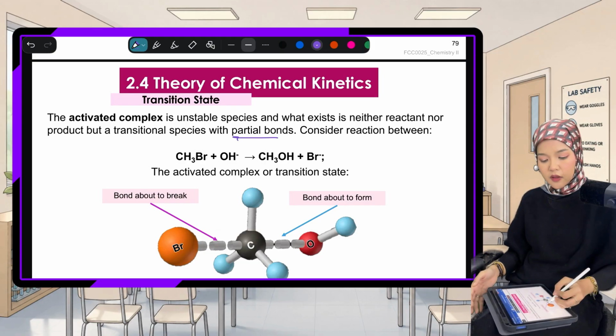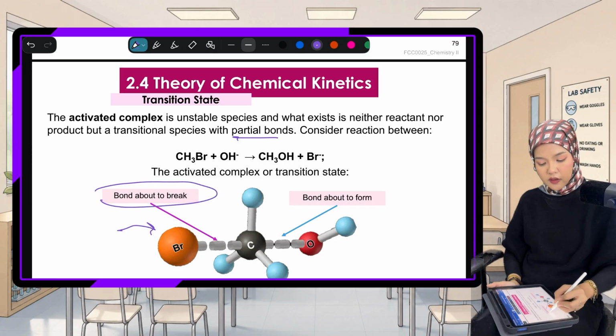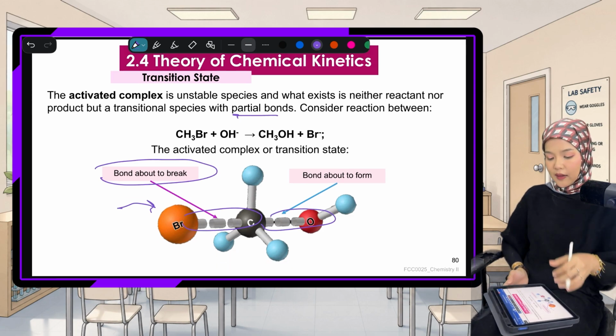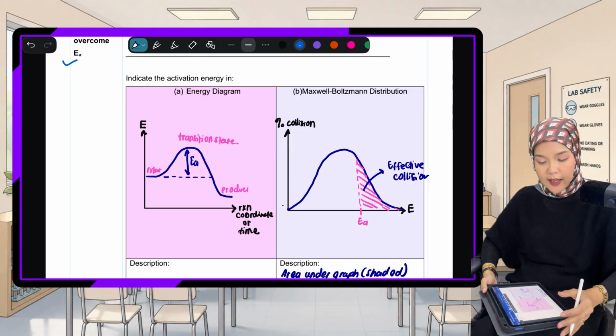So for example, this is the example of the activated complex in which this bond is about to break and this bond is about to form. So we have this activation energy.